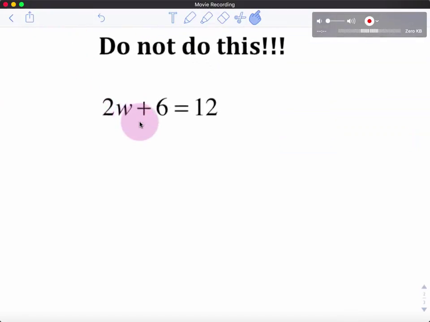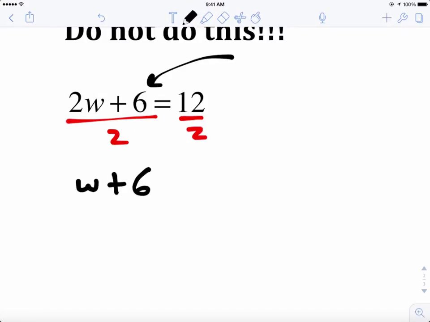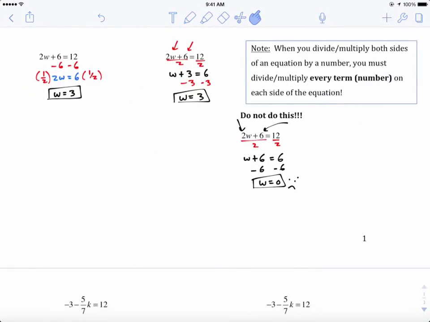So what you wouldn't want to do, do not do this. Oh, breaks my heart when I see this. I see divided by 2, and the student will write 1w plus 6. They forget to divide 6 by 2, and you get an obviously nonsensical statement. w equals 0 is certainly not the solution to this equation right here. So just wanted to put that potential pitfall on your radar.